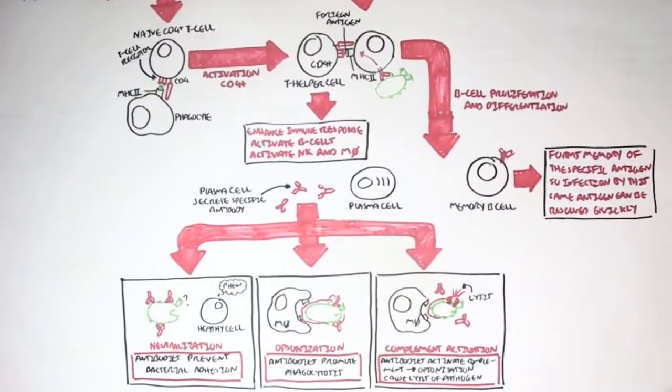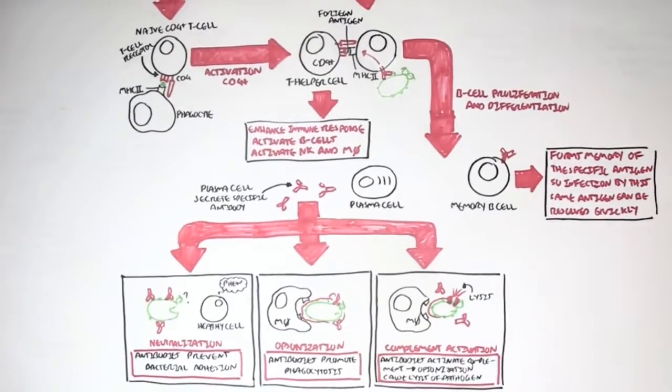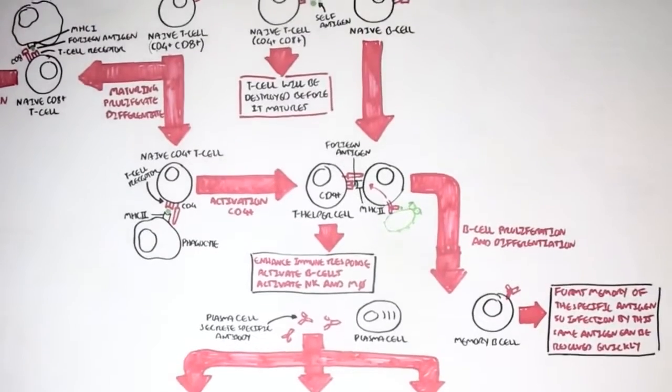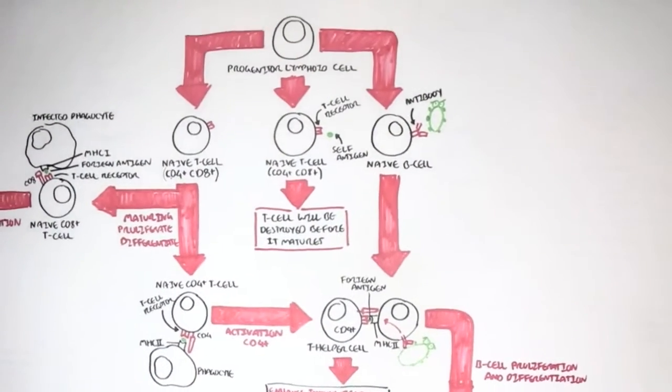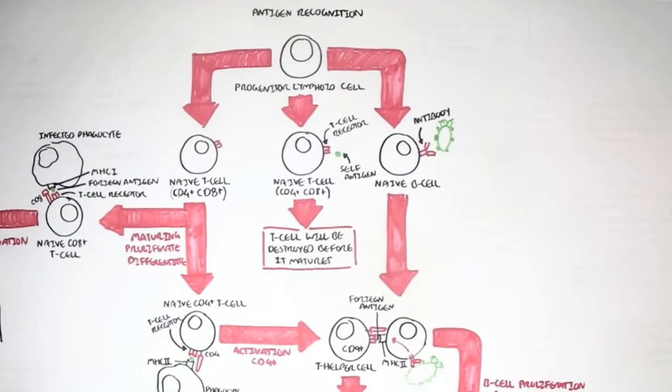What I just drew was an overall picture of how the CD4 and CD8 T cells become activated and how the naive B cell also becomes activated.